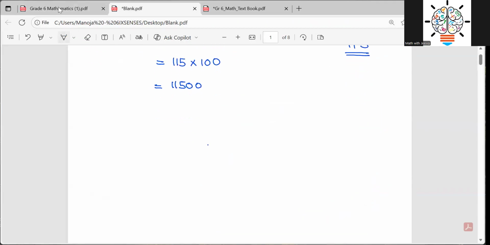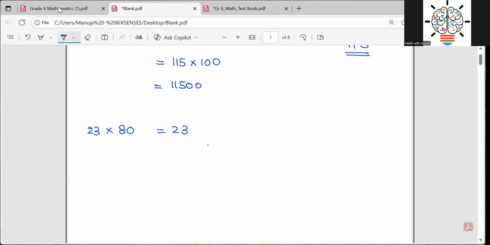So it can be sometimes, let's say you have 23 multiplied by 80. What are you supposed to do? 23 multiplied by 8 multiplied by 10. Then you go to the working column and you do something like this, right? You get the answer something like this.